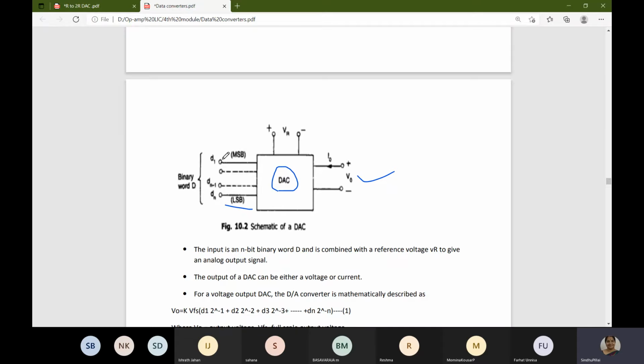These are all the binary bits which are fed to the DAC, and a reference voltage is given. This DAC will convert these binary bits into analog. The analog output can be current or voltage, or both. The input is an n-bit binary word D, combined with reference voltage VR to give an analog output signal. The output of the DAC can be either voltage or current.